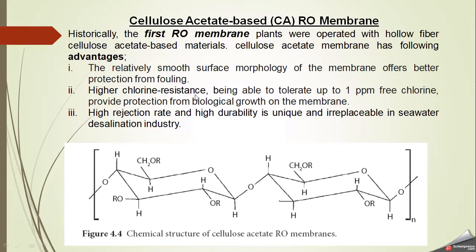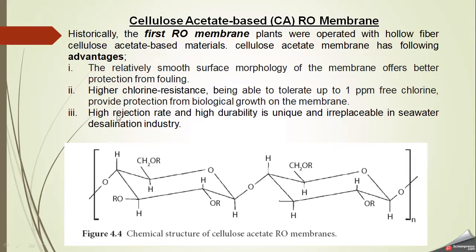Second is higher chlorine resistance, being able to tolerate up to 1 ppm. This is a big advantage, because due to biological growth, sometimes we have to kill these biological compounds or material. We need a continuous dosing of chlorine or some oxidizing agent. This type of membrane, cellulose acetate, is more resistant to chlorine, being able to tolerate up to 1 ppm free chlorine. So if by mistake or in a process we add more free chlorine, it will tolerate much better as compared to polyamide type of membrane. So this is a big advantage.